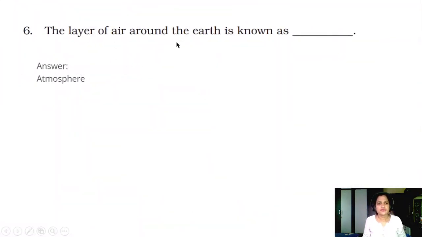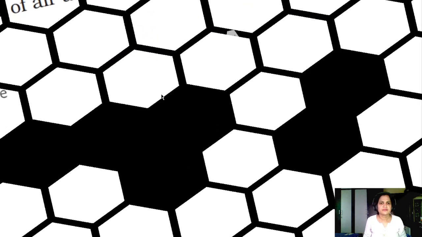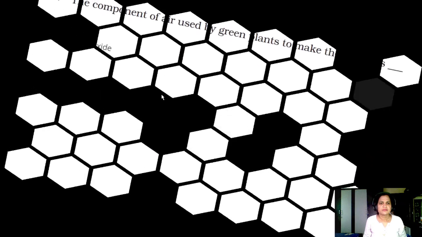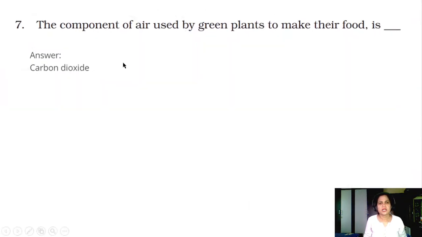Sixth one, the layer of the air around the earth is known as atmosphere. Seventh question, the component of the air used by the green plants to make their food is carbon dioxide.